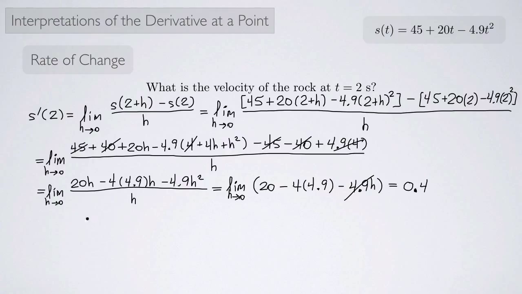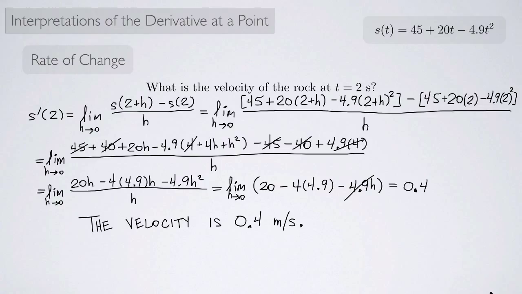So we saw that the velocity of the rock, which is what we were trying to calculate, the velocity is 0.4, and the units on this would be meters per second. So this is our distance over our time here. So we got something that's pretty close to 0.